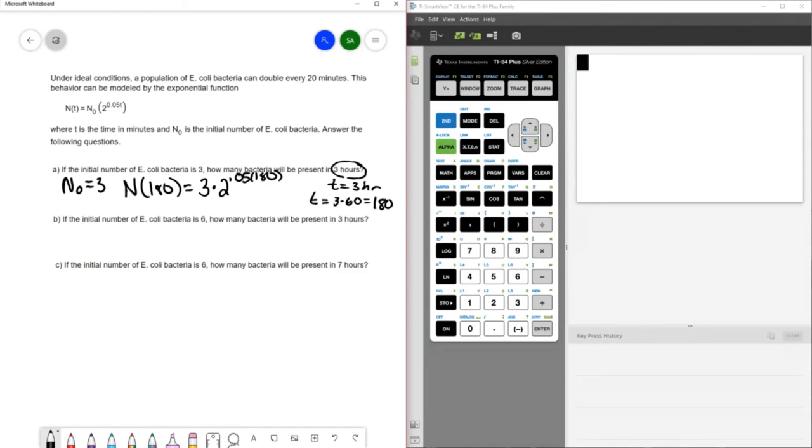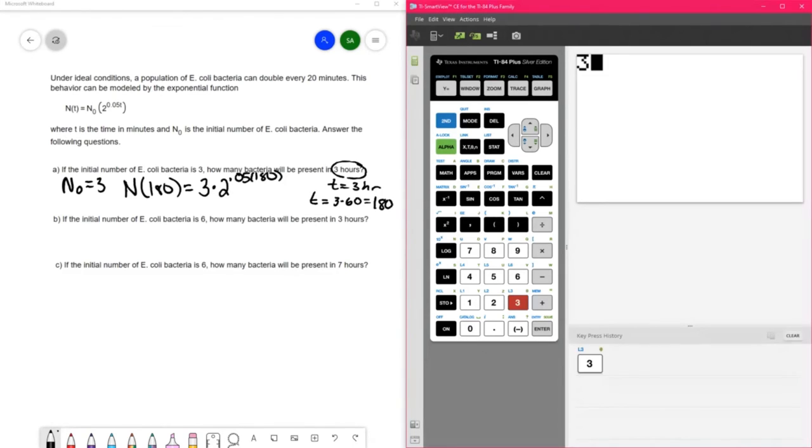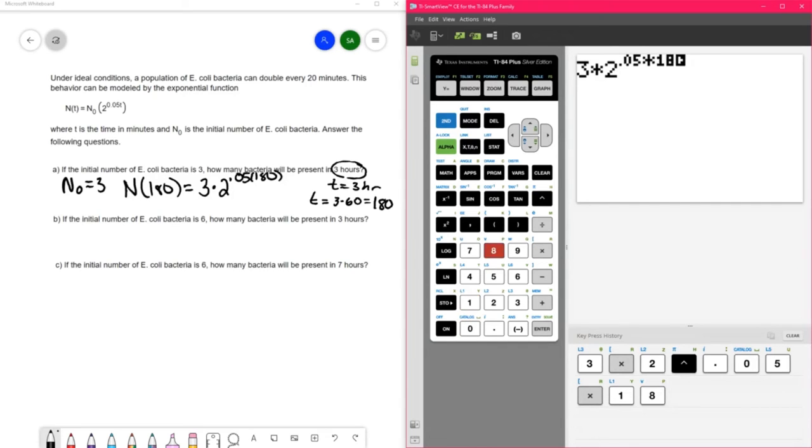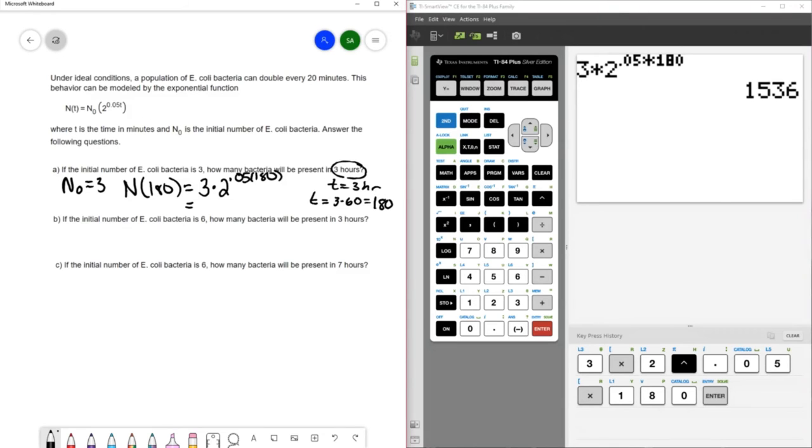So we're going to type that into our calculator. We've got 3 times 2 raised to the 0.05 times 180. And we have, after 3 hours, 1,536 of the E. coli bacteria. So let's continue with the next part.